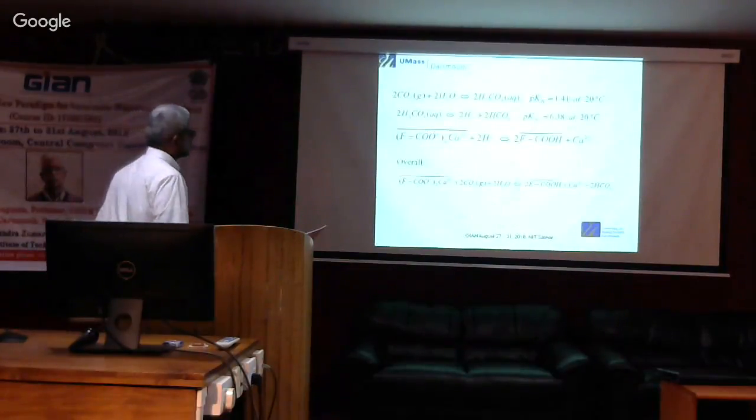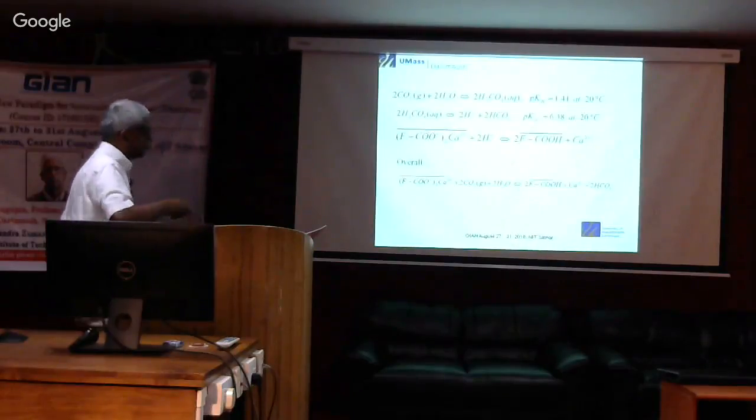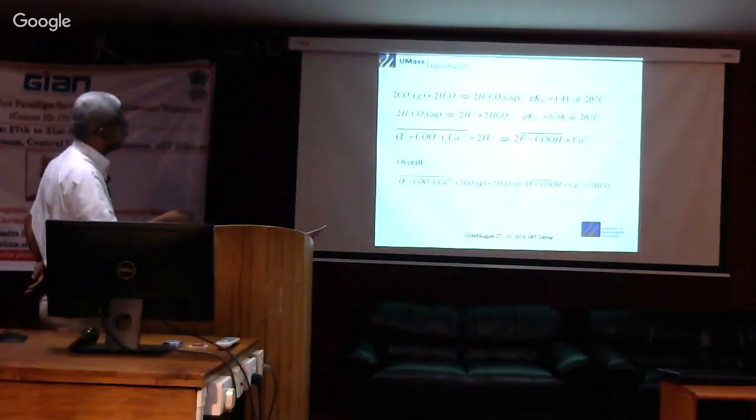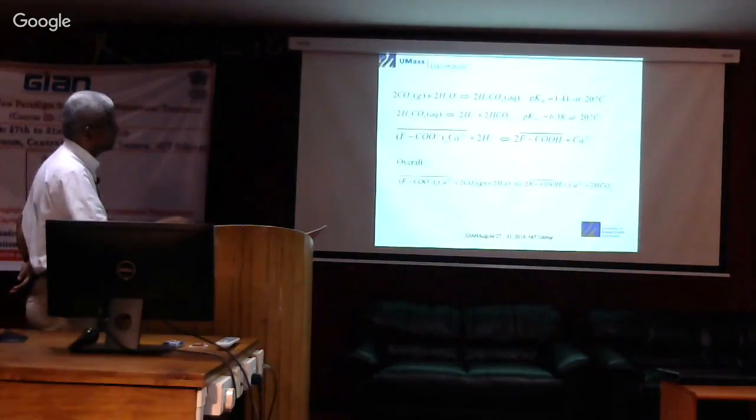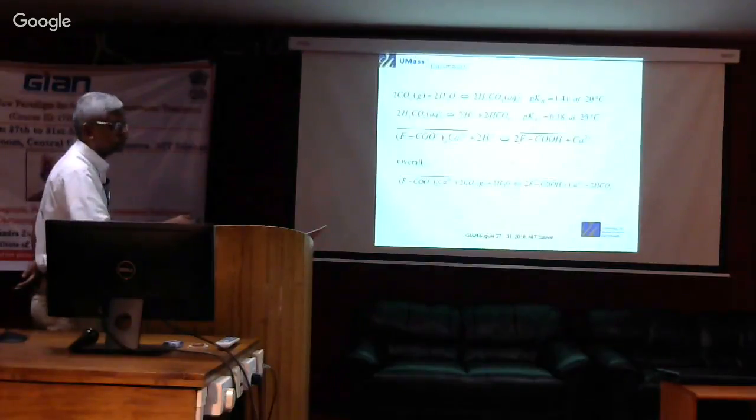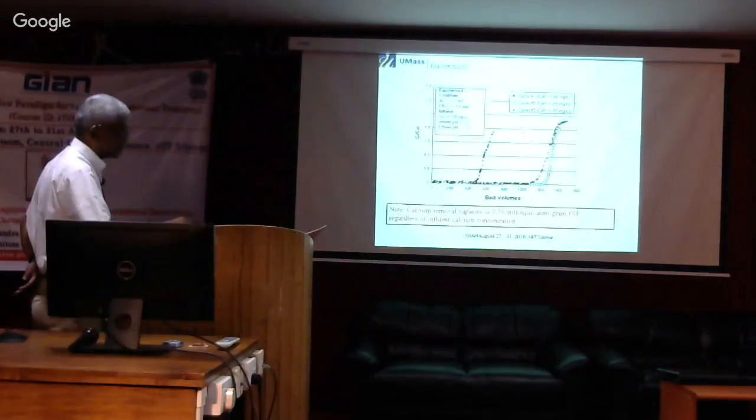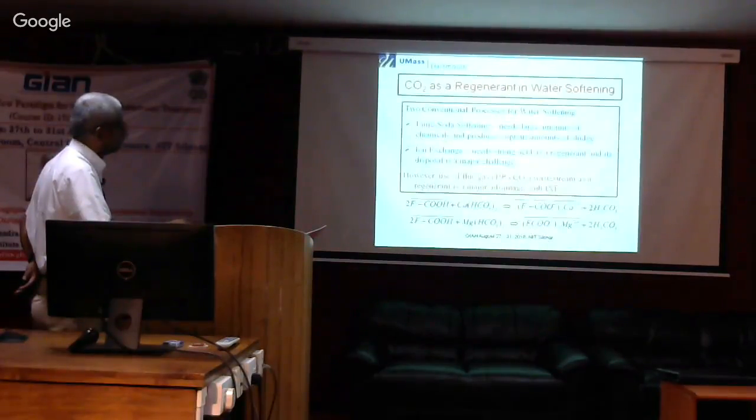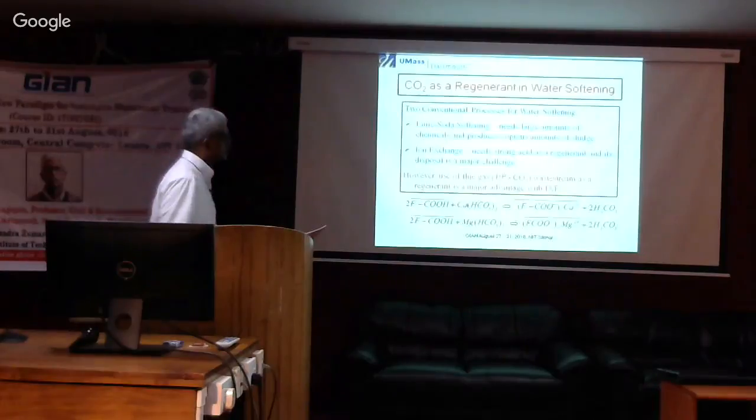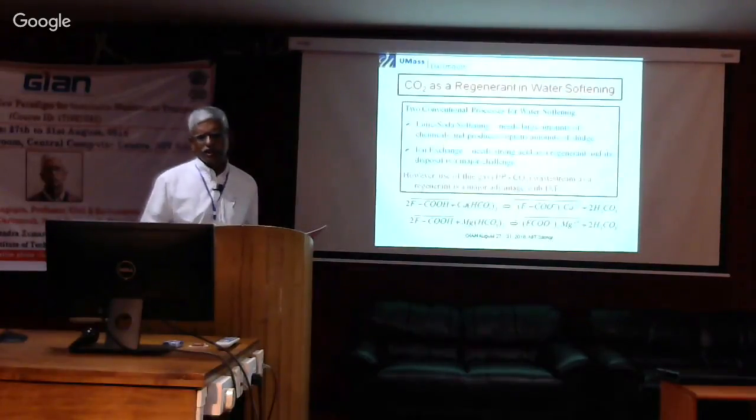And the question is, when it is time to regenerate, can we regenerate using H plus not from a mineral acid, but from carbon dioxide? And of course, it depends on the partial pressure of carbon dioxide. So when we look at flue gas, it's typically less than 20% carbon dioxide.